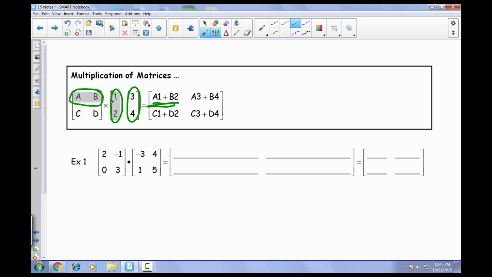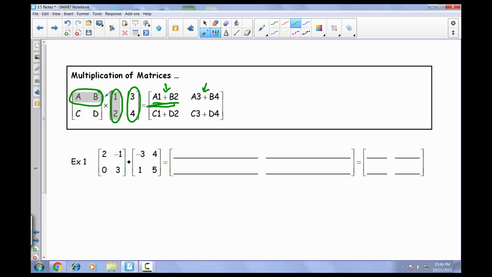Then you have to move on to your next column. So you would just repeat the same process. A times 3, so we get A3, plus B times 4. So it's kind of this constant multiplying and adding of things. Yes, you will always see that adding between them. It's always going to be an addition between those elements.